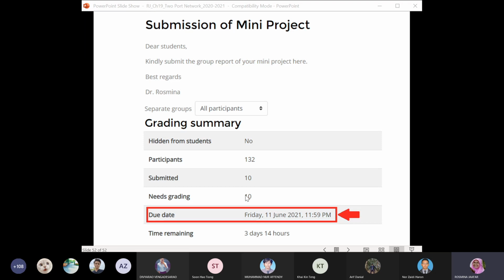As of this morning, 10 groups have submitted. Congratulations, you are the fast groups who solved the problems early. Thank you for those. I expect another 56 groups to hand in.